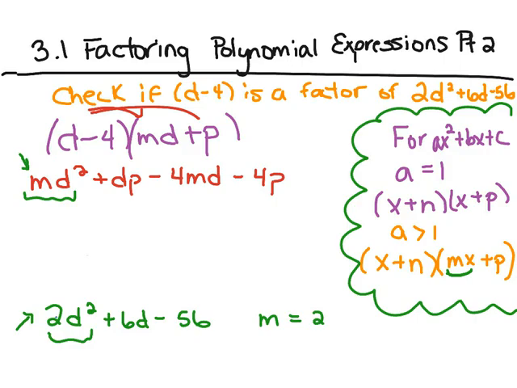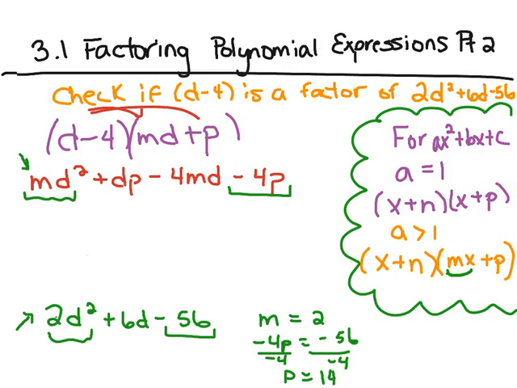Similarly, this 56 is the same as this minus 4p. So we know that minus 4p is equal to negative 56. So now we just solve for p. So we're going to divide by 4, and p is equal to 14. So we know what our p and our m values should be.